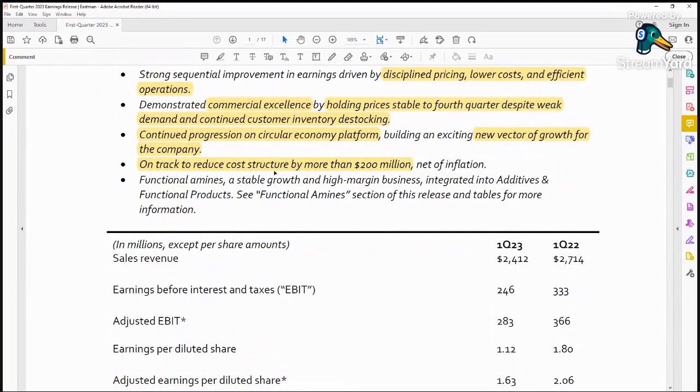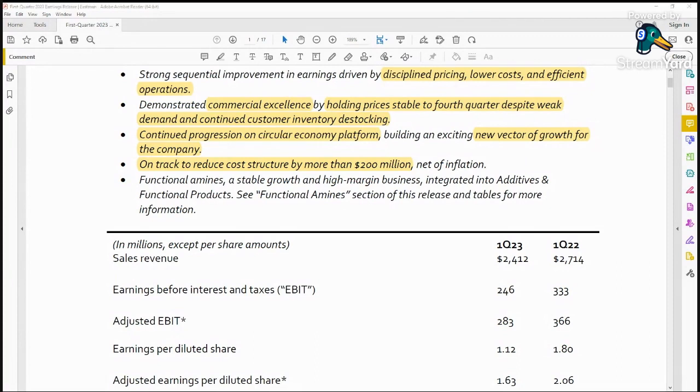They're on track to reduce cost structure by more than $200 million net of inflation. We saw cost of goods growth of nearly $500 million from 2021 to 2022, and expenses growth of $400 million from 2021 to 2022. So it's good to see that they are on track to reduce their expenses by $200 million, but that's still not quite what we want to see.